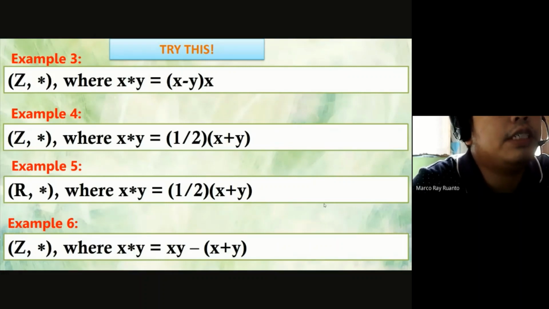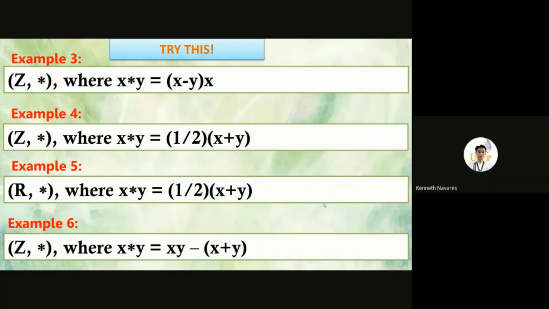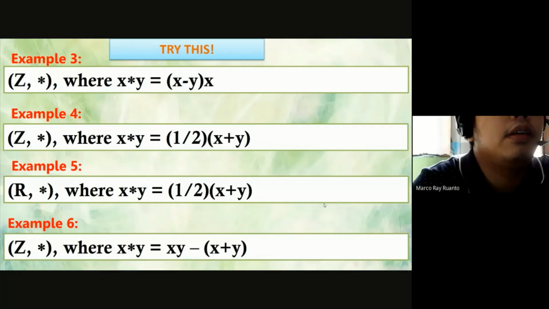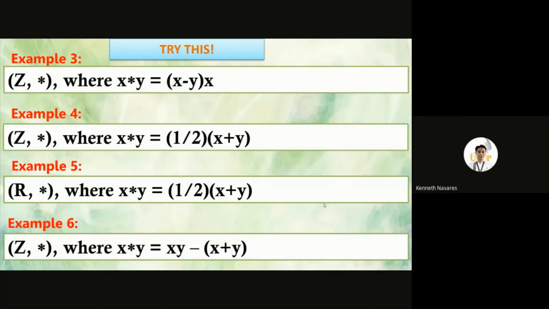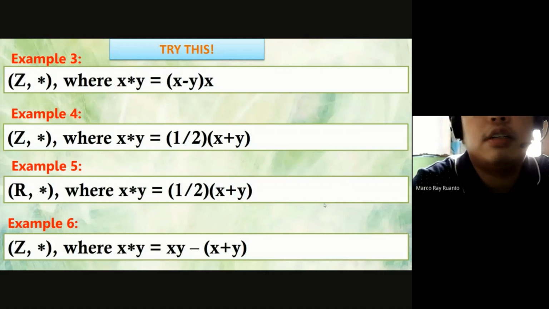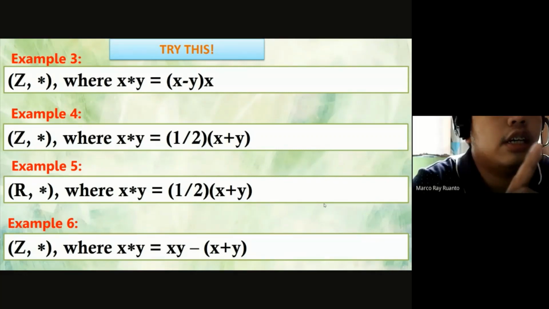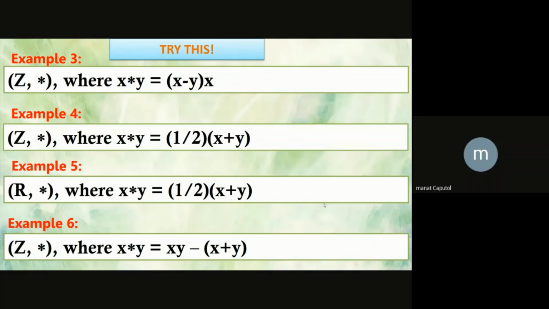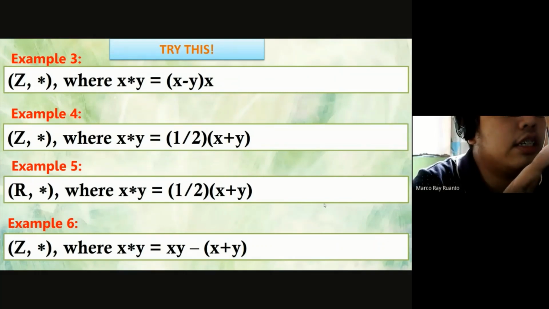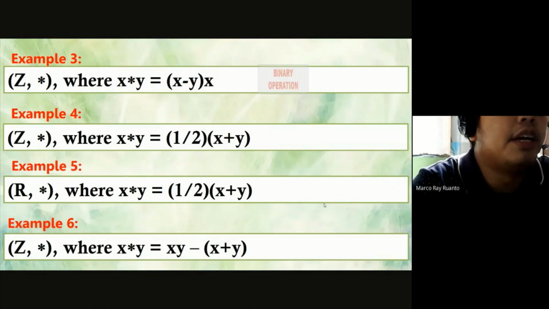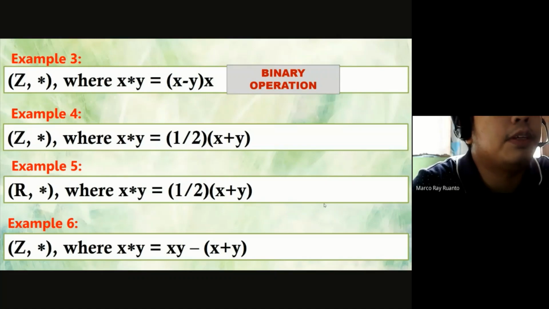Let's try this one, the first one. Could we say that this is a binary operation? No, sir. Why no? The operation is on integers, and it is subtraction. Integer minus integer, what is the result? Integer. Integer times integer is also an integer. So example 3, is it a binary operation? Binary, sir. Okay, that is a binary operation.